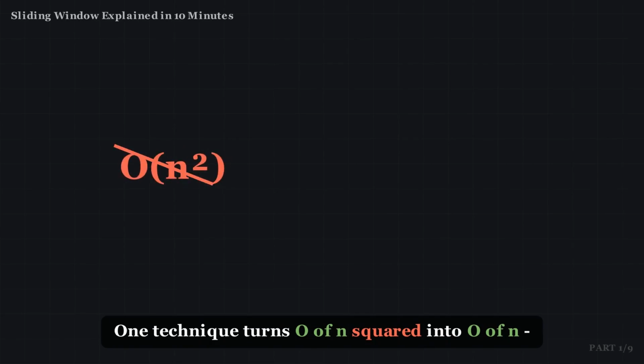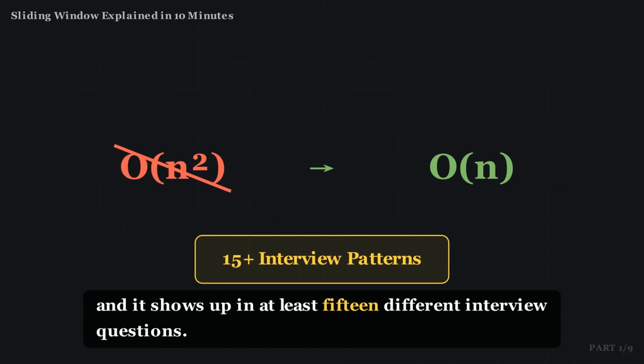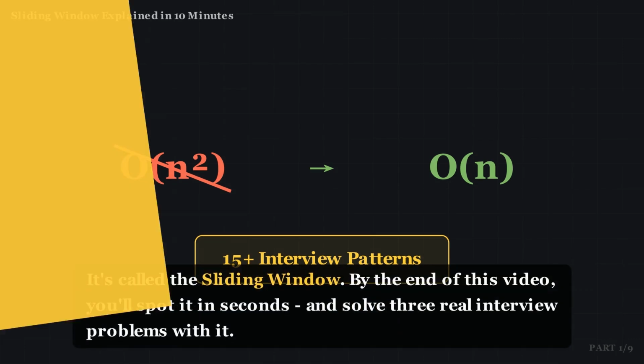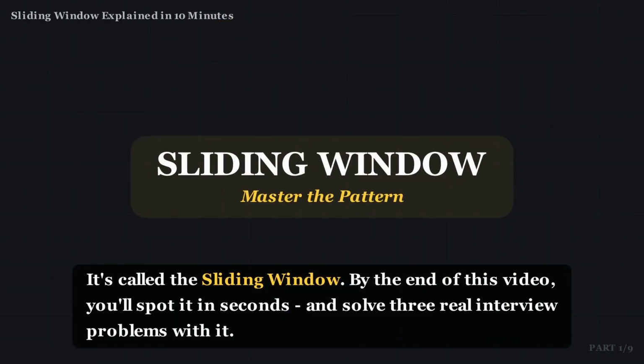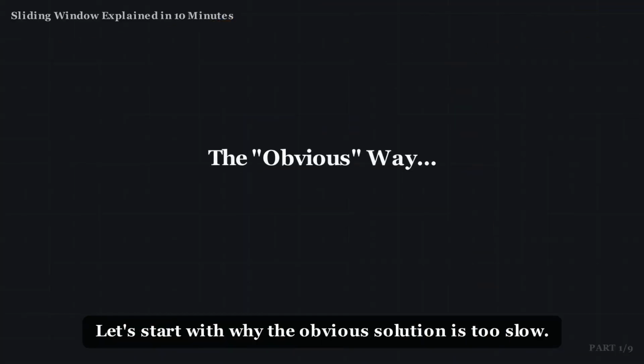One technique turns O of n squared into O of n. And it shows up in at least 15 different interview questions. It's called the sliding window. By the end of this video, you'll spot it in seconds and solve 3 real interview problems with it. Let's start with why the obvious solution is too slow.